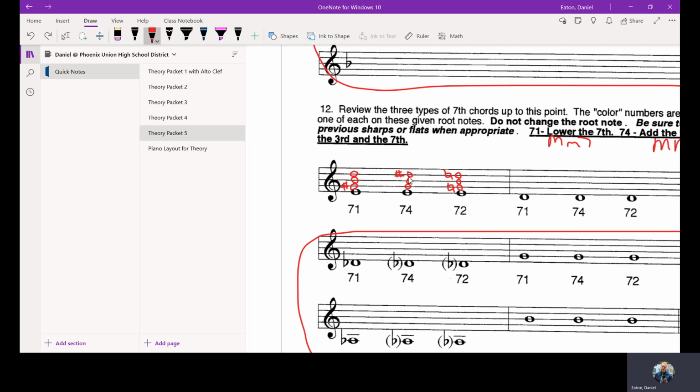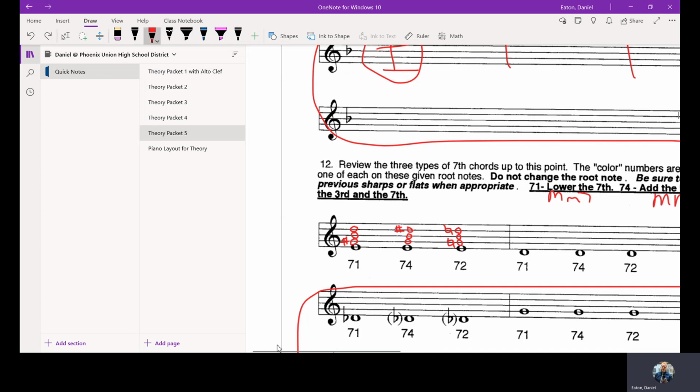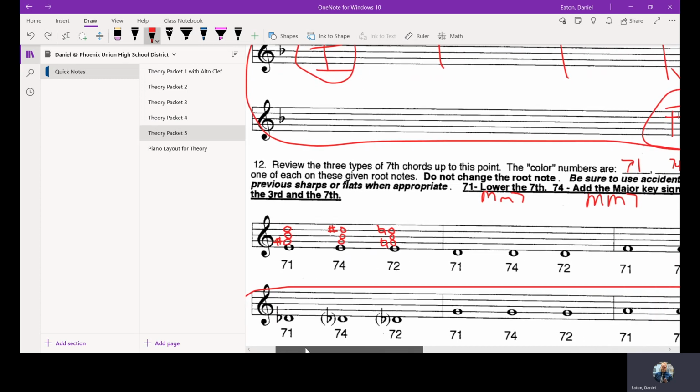So my apologies. If you accidentally draw a sharp sign here, I'm probably not going to take off any credit for that because I know what you're doing and I understand the reason for it. And sometimes you'll see those courtesy accidentals in music. If you add it, don't worry about it, but just to keep it where it's saying, be sure to use accidentals to cancel previous sharps. So I'm going to do what the directions are asking me to do for that.